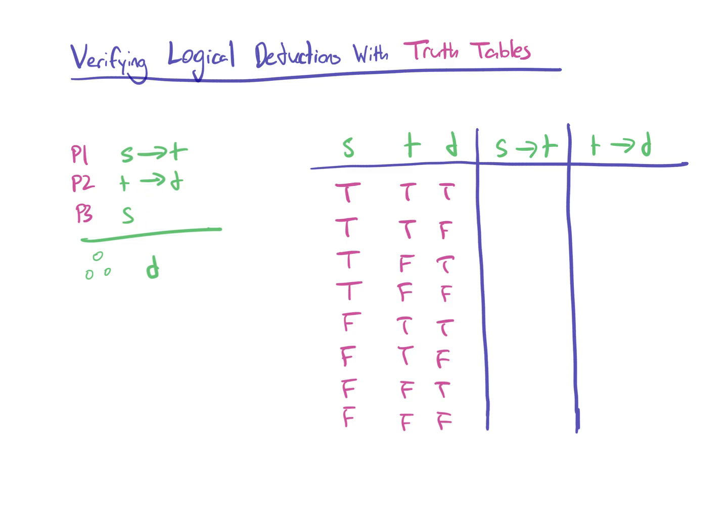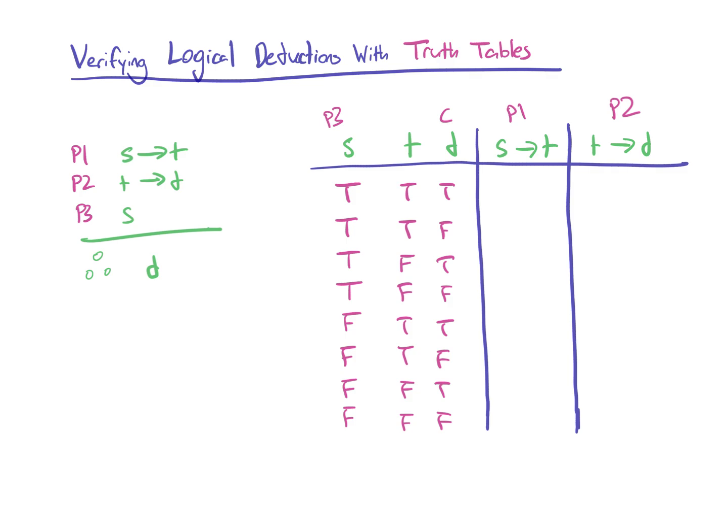And so what I'm going to do is create a truth table that has all three logical atoms, so the three individual propositions, as well as any premises that I need to form. So for example, here's premise one, here's premise two. Premise three is just S itself. I don't need a new column for that one. And then the conclusion is D.